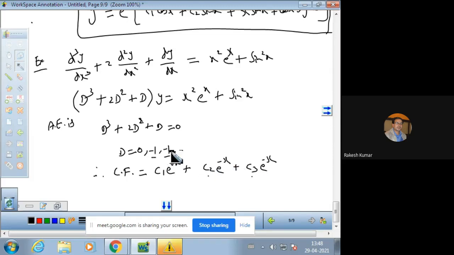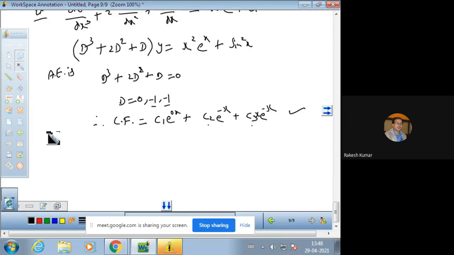और जो second multiple root होता है उसमें we need to multiply the term with x. So this is your complementary function. This was discussed in the previous class also. So now you will have to find out the particular integral.